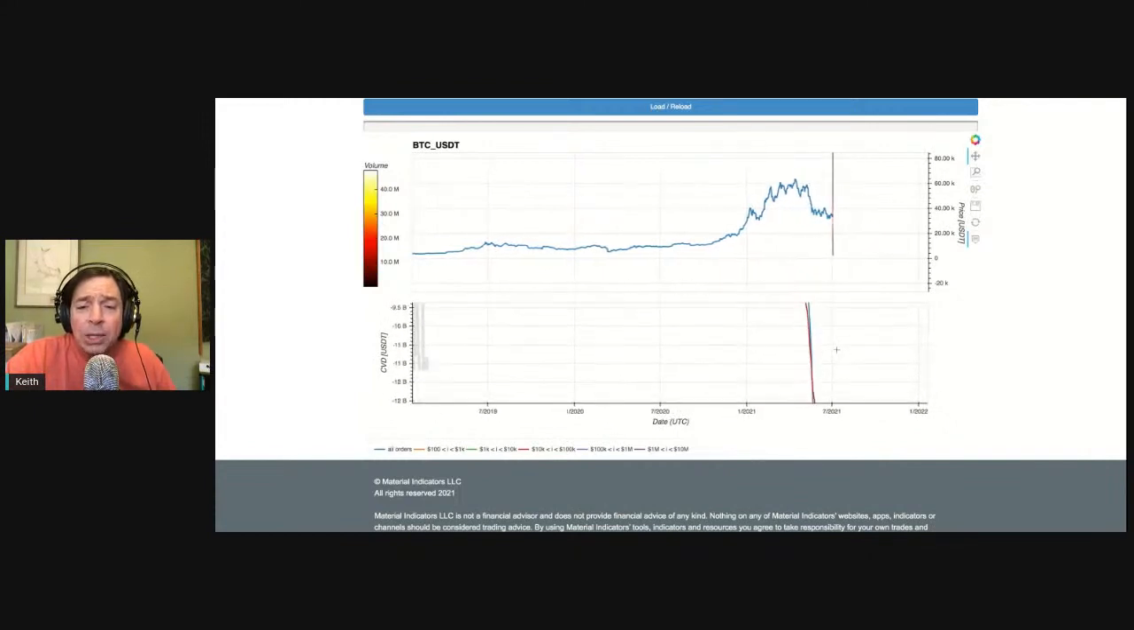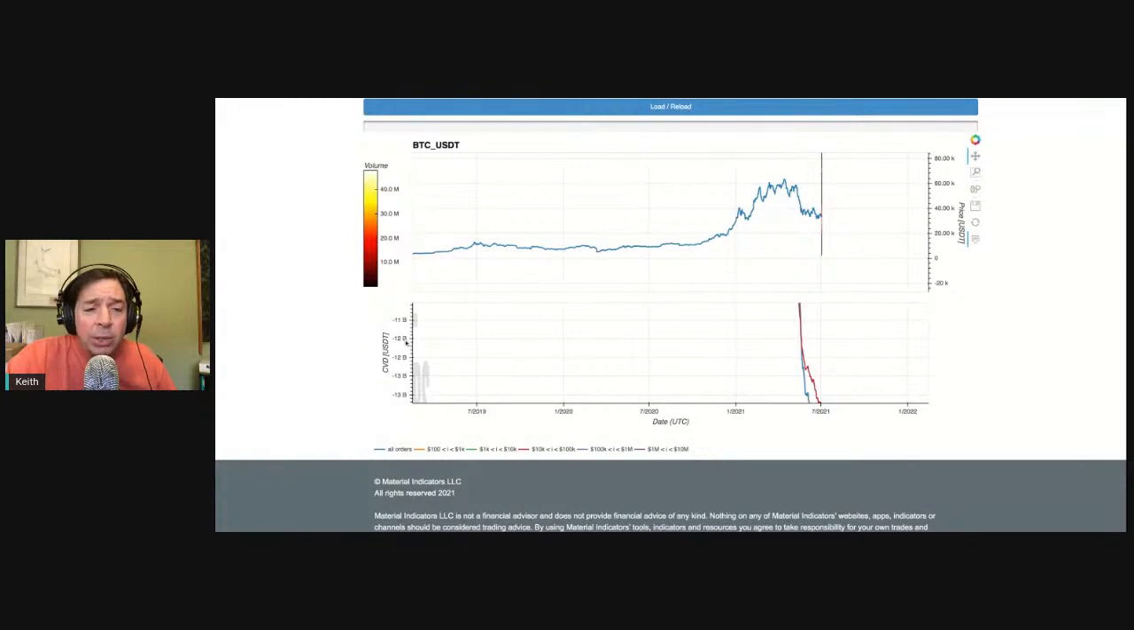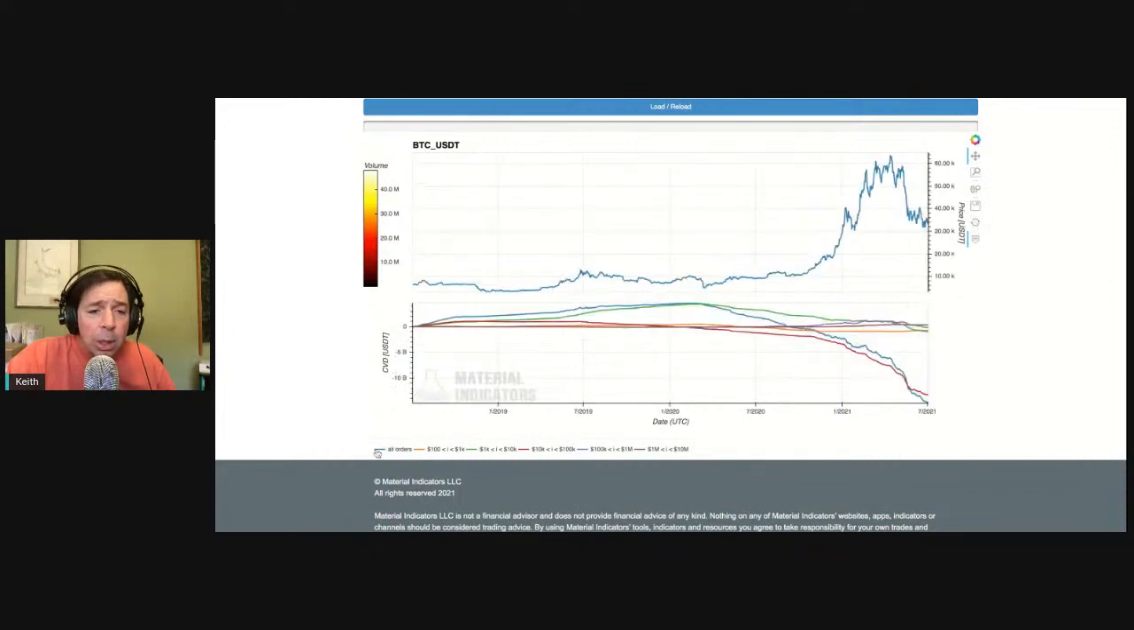Okay. These guys in this class, like I said, red dominated the actual CVD. Let's look at that again. Red compared to the shape of the CVD. What does that mean? It means the average market order fell within that range of $10,000 to $100,000 orders.